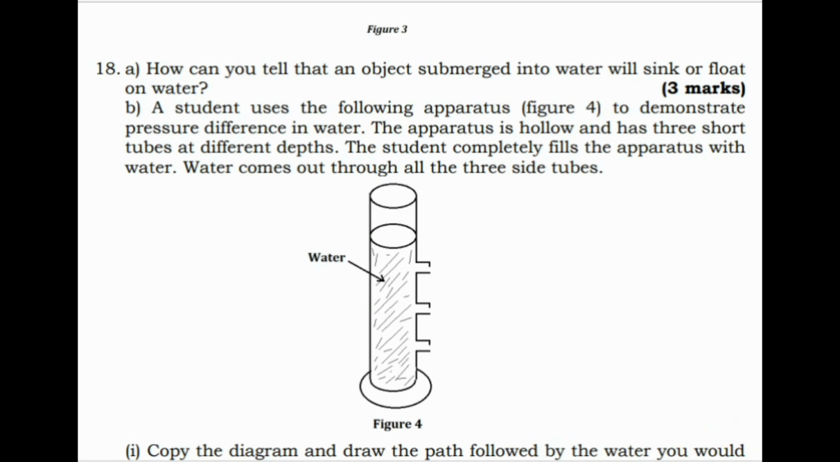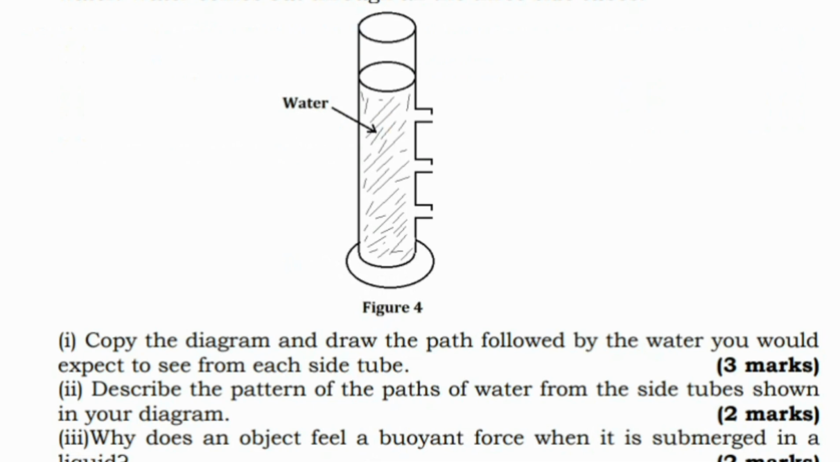The question here is: copy the diagram and draw the path followed by water. You have to copy the diagram and draw the path followed by water, as you would expect to see from the side tubes. The second one: describe the path of water from the side tubes shown in the diagram. The last one: why does it fit balance force when it is submerged in liquid? Begin with question A.